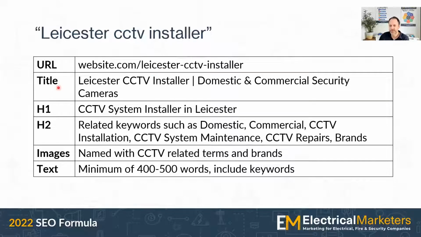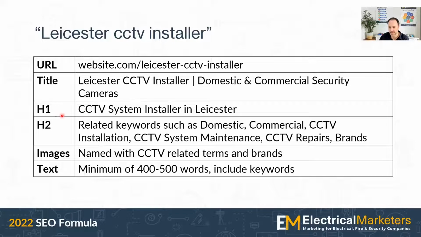We're then going to have the title, and we're going to have Leicester CCTV installer as the very first words in the title. This is in the meta title that's in the code of the website rather than shown on the page. And we're going to have some additional words, in this case domestic and commercial security cameras, because they're related keywords. We don't want to just spam CCTV. Once is enough. We want to have other words that someone might search for, such as domestic CCTV installer, commercial CCTV installer, or security cameras, or wherever it may be.